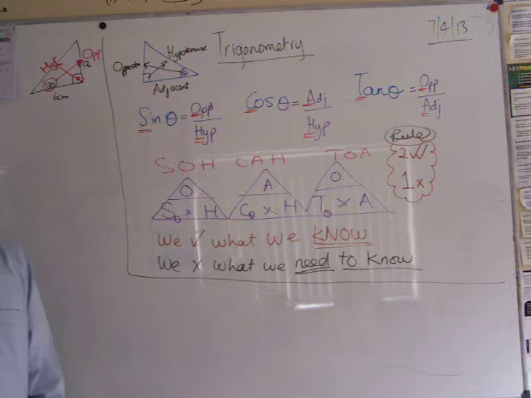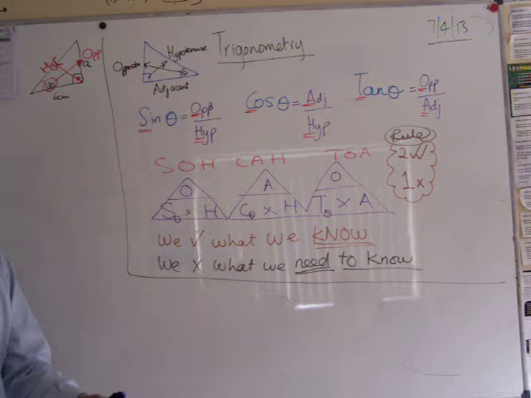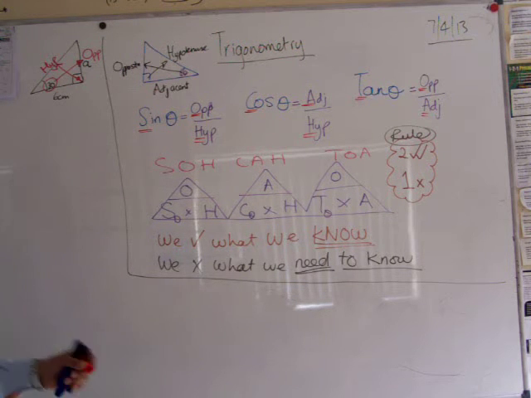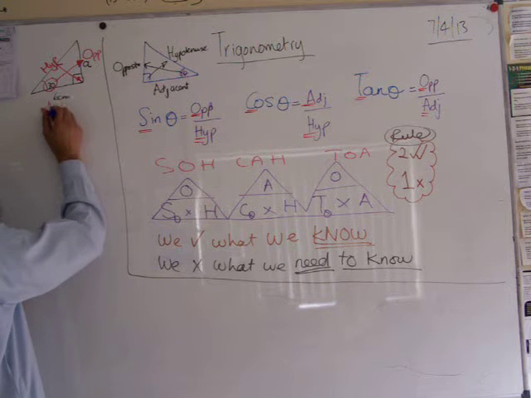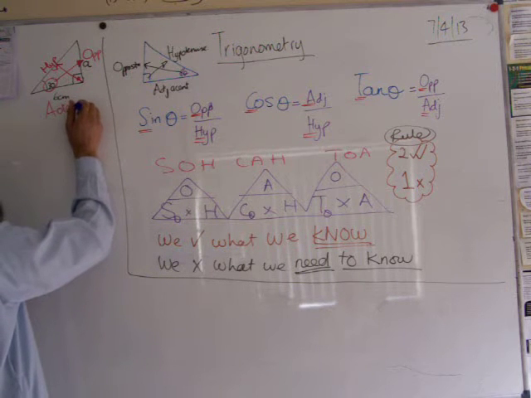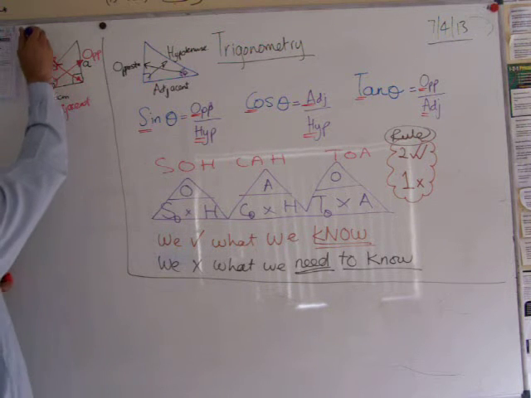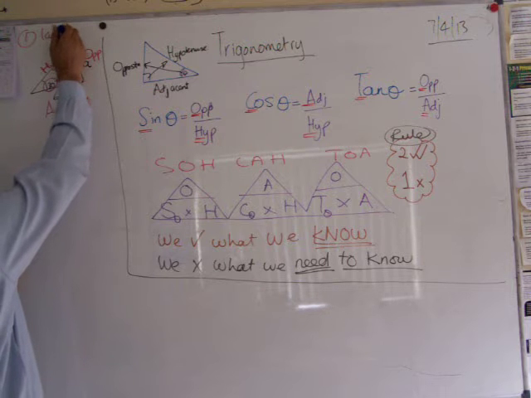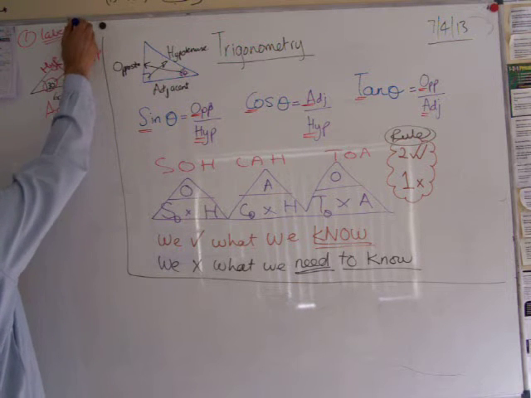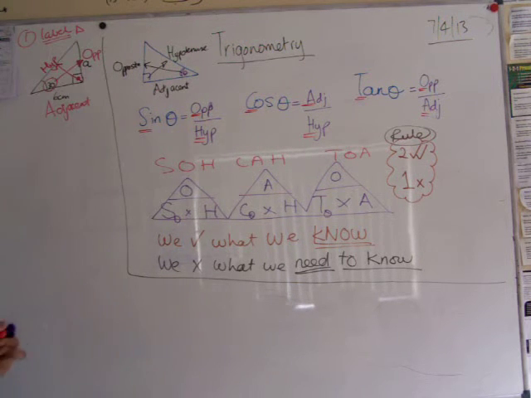Now, how do we know which is the adjacent? That's the easy part now. Leftover. That's what's left over now. So the leftover side has to be the adjacent. Okay, so first of all, item number 1 must label the triangle properly.